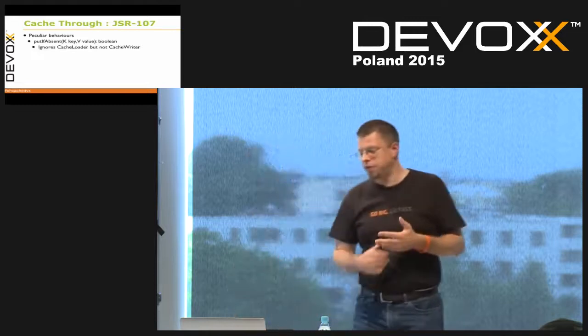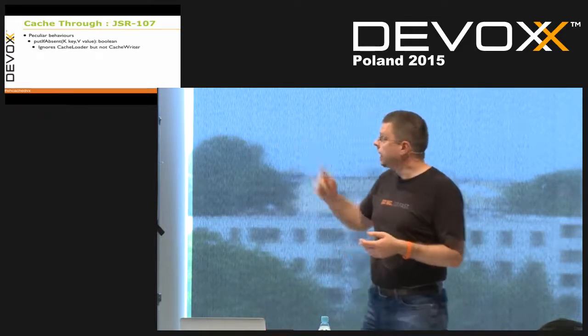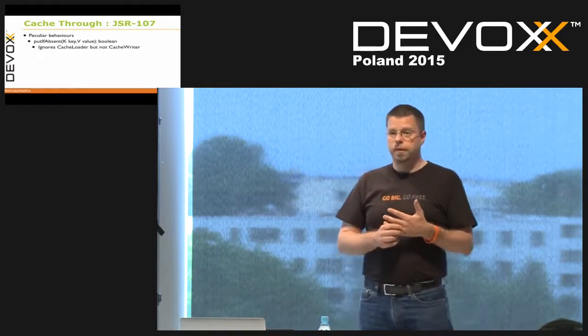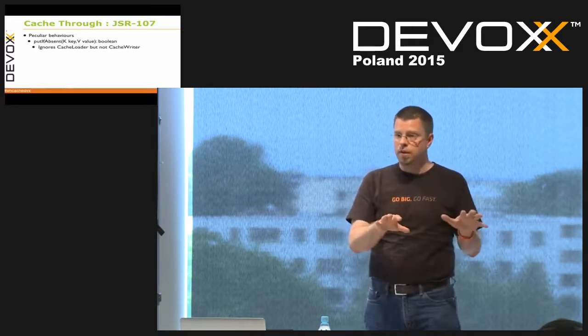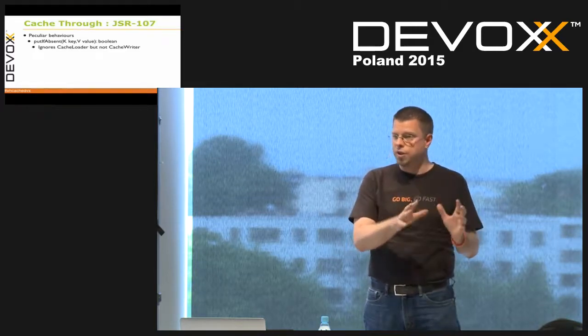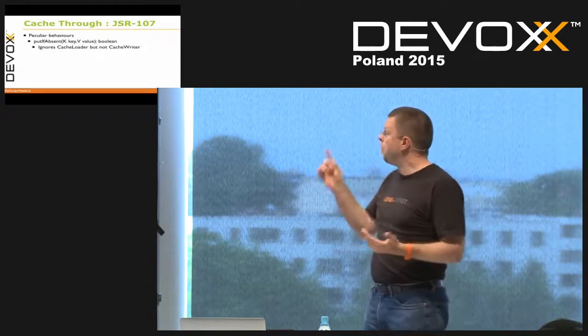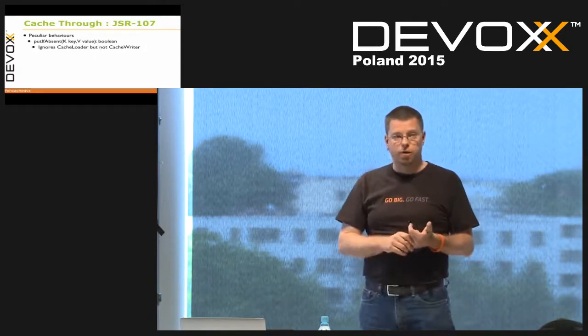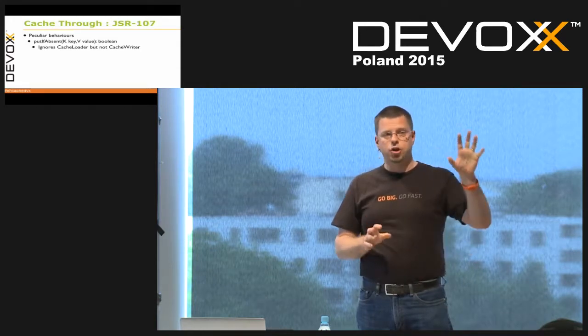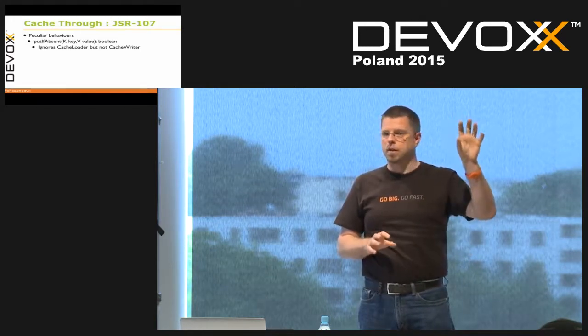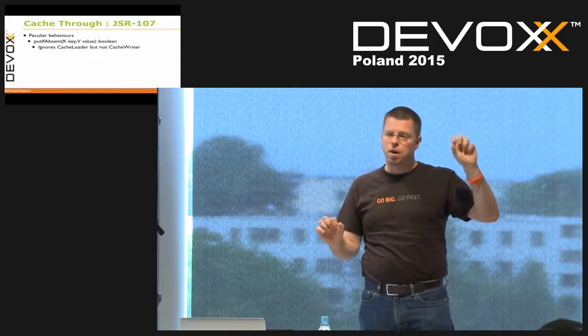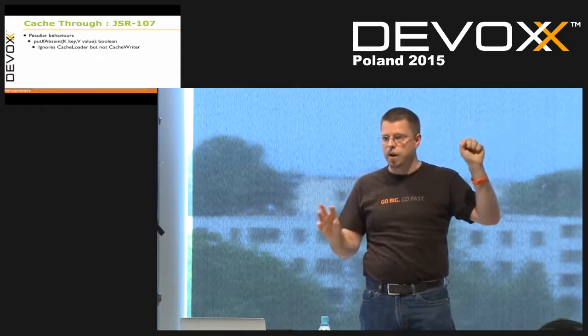In the context of JSR-107, it actually ignores the cache loader, meaning if the cache was not populated, it will consider that as no entry, and so will accept the put, but it will actually use the cache writer, which means that if your cache has not been populated, but the entry exists in the database, a putIfAbsent from code will override the entry in the database.